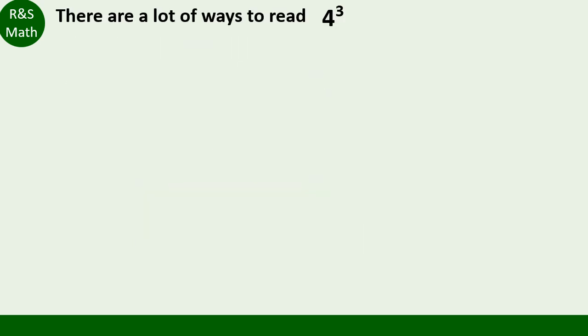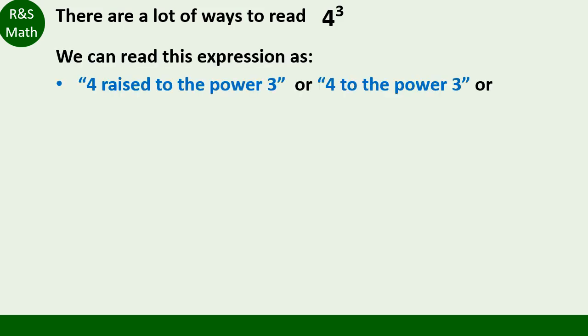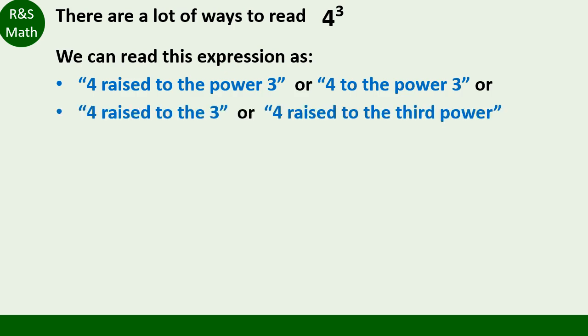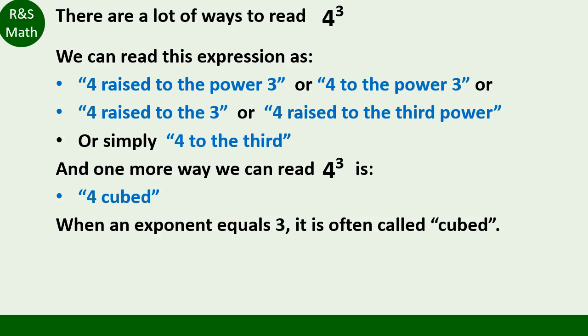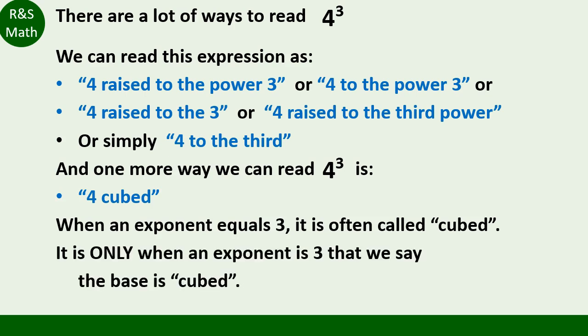There are a lot of ways to read this expression with base 4 and exponent 3. We can read this expression as 4 raised to the power 3, or 4 to the power 3, or 4 raised to the 3, or 4 raised to the third power, or simply 4 to the third. And one more way we can read this is 4 cubed. When an exponent is 3, it is often called cubed. It is only when the exponent is 3 that we say the base is cubed.